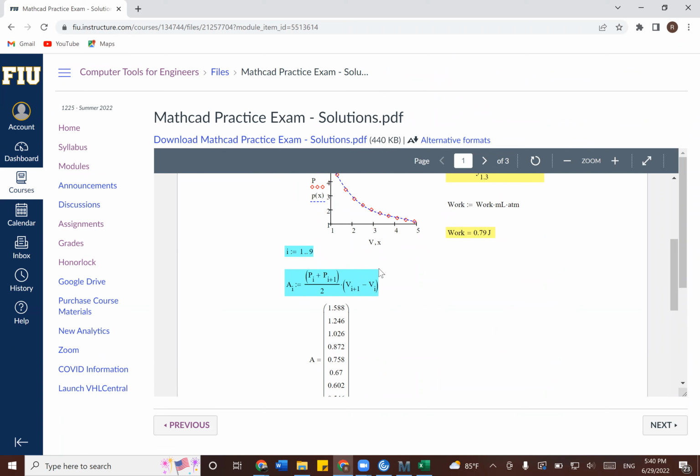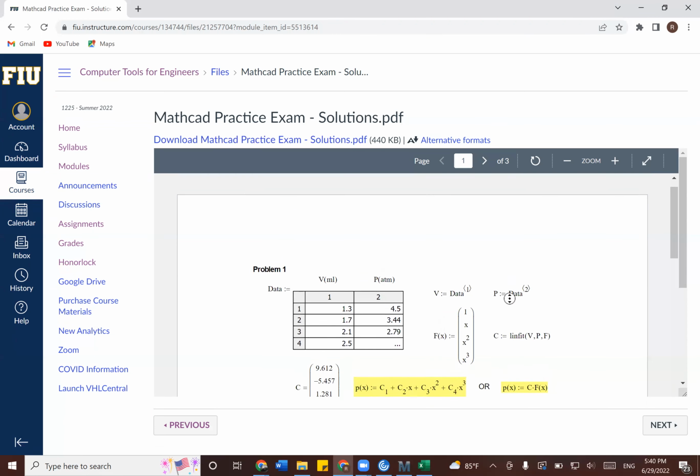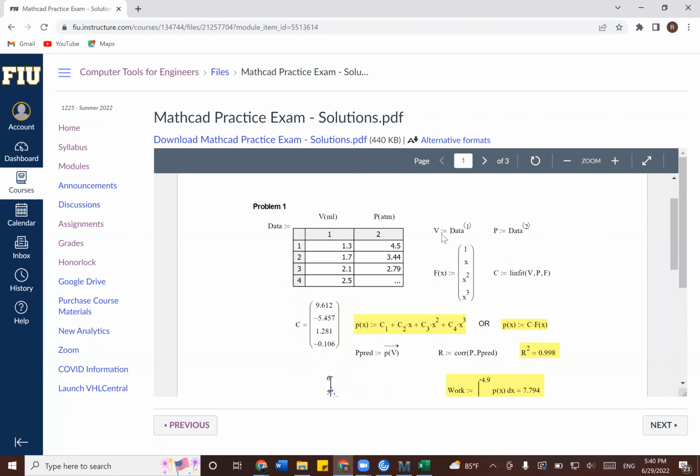Really quick before you continue, how do you know that P1 is the Y value? Here, she didn't set X, Y. She did V for X, V for the volume here, and P for the pressure. Okay, got it. Yeah.